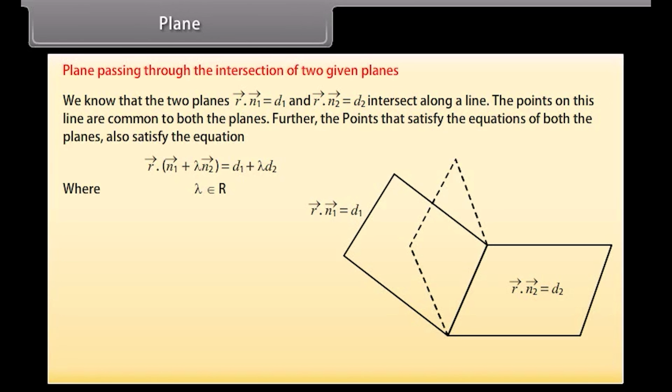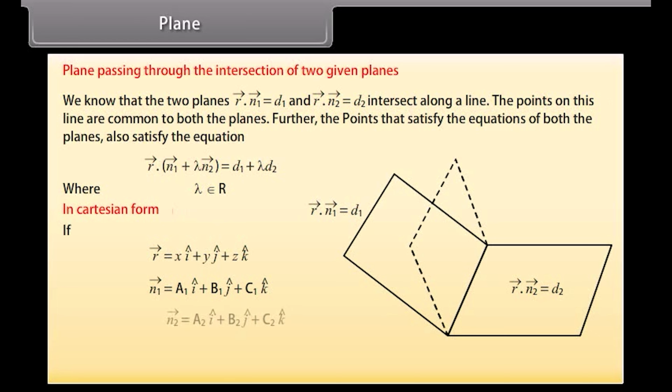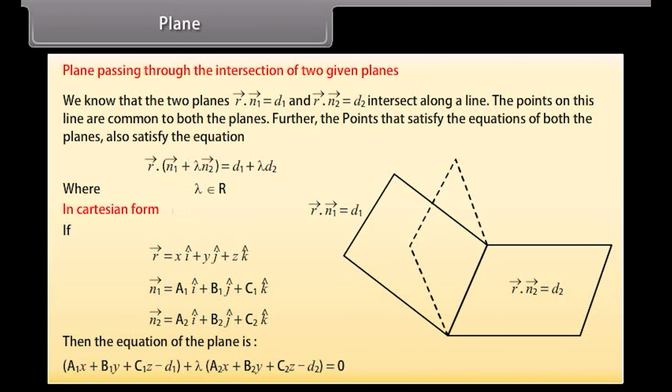In Cartesian form, if vector r equals x i cap plus y j cap plus z k cap, vector n1 equals a1 i cap plus b1 j cap plus c1 k cap, vector n2 equals a2 i cap plus b2 j cap plus c2 k cap, then the equation of the plane is (a1x plus b1y plus c1z minus d1) plus lambda into (a2x plus b2y plus c2z minus d2) equals 0.